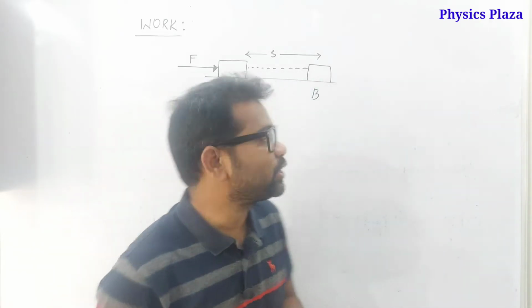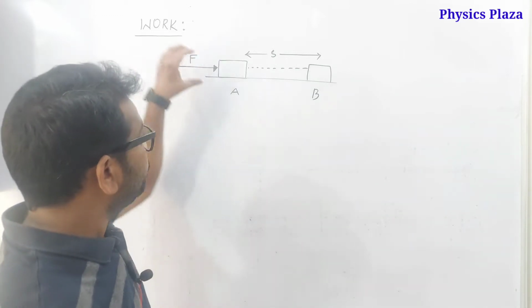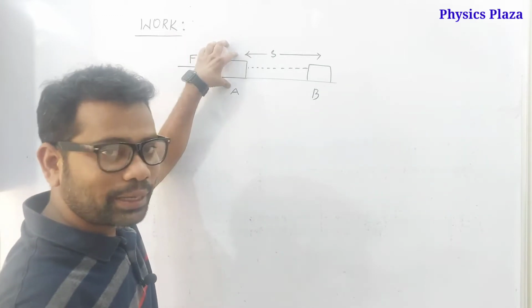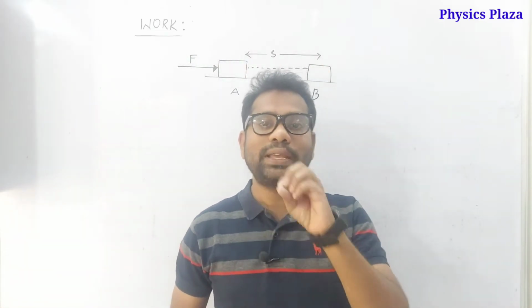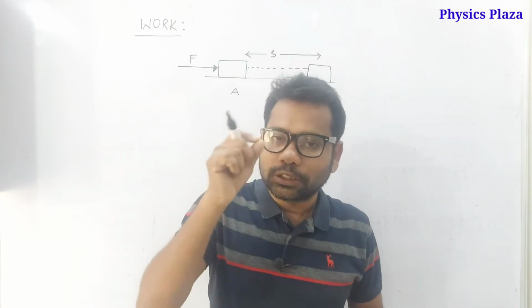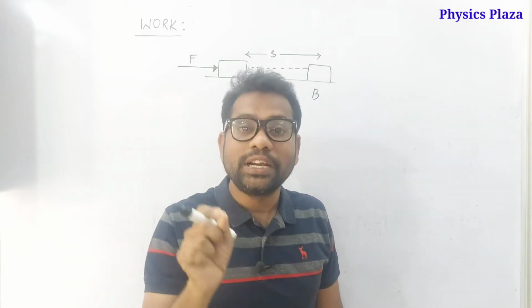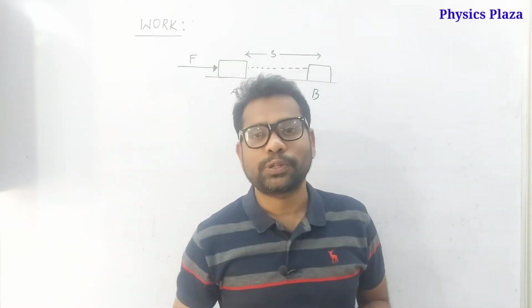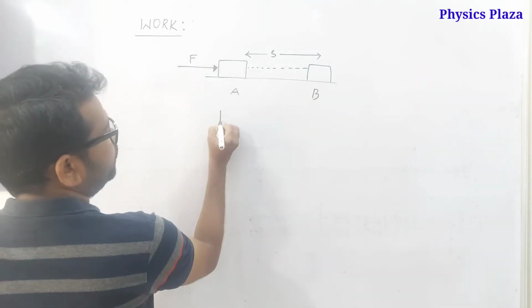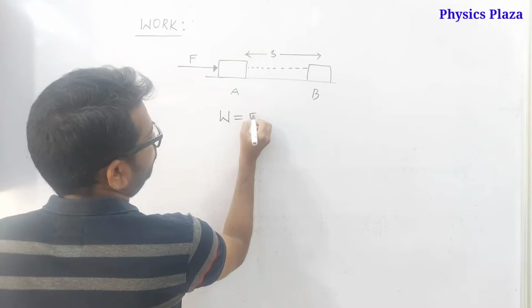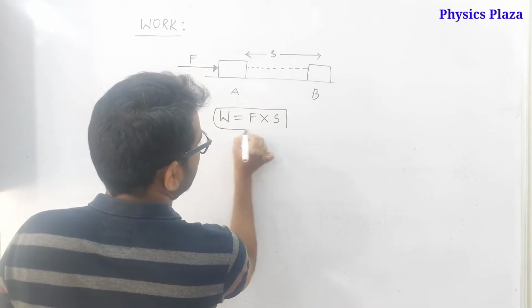Come on, let us define work done, children. Work is said to be done when a force displaces the body in the direction of the applied force. The body must be displaced, or we can say the point where the force is applied must be displaced in the direction of the applied force. Then we can say that work is done. So mathematically, children, work is equal to force into displacement.